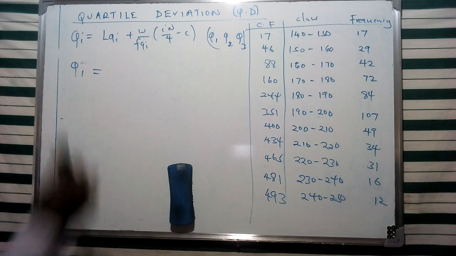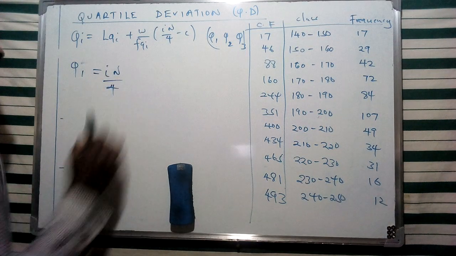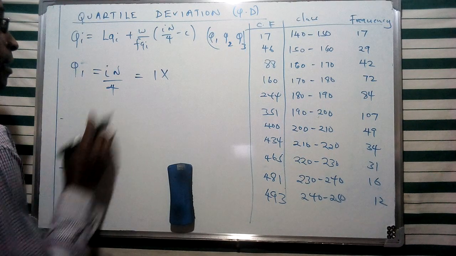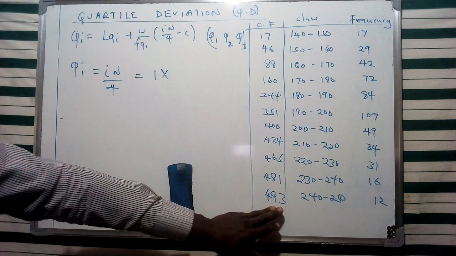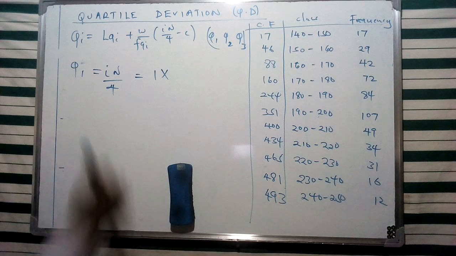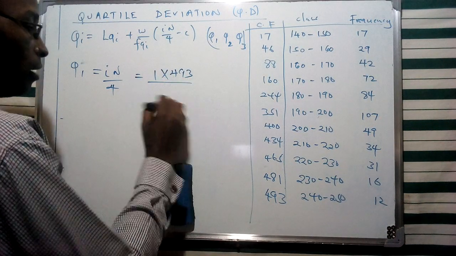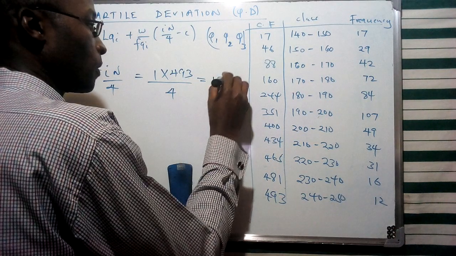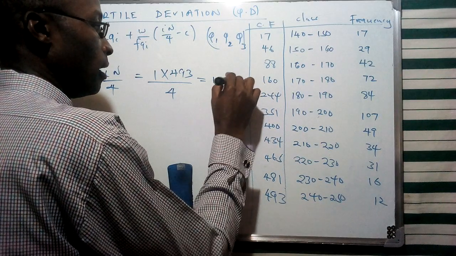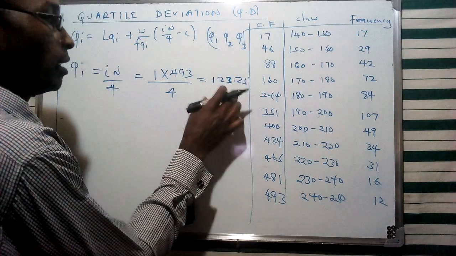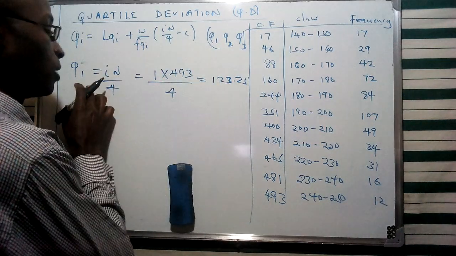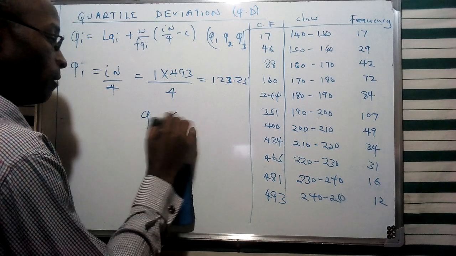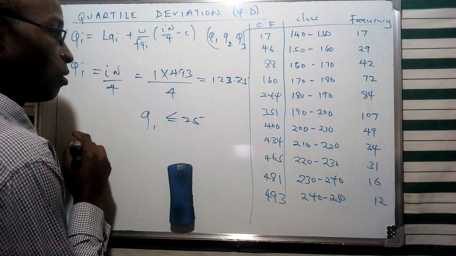Now, for the first quartile, I've said that we're going to have n over 4. Here n represents the total number of observations, which is the value of the total cumulative frequency. This is going to be given as 493 over 4, which gave us the value of 123.25. And this is going to be in relation to the cumulative frequency of this particular value.